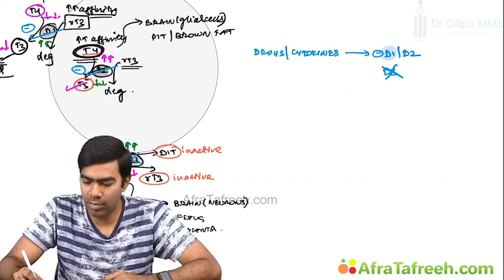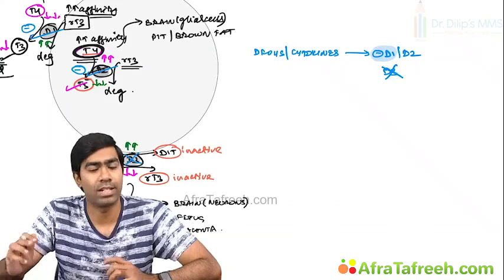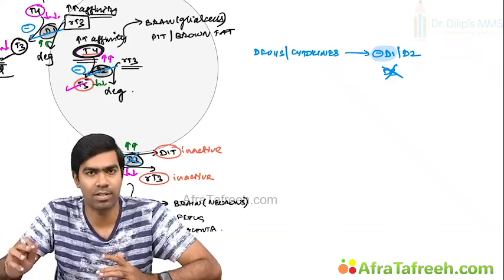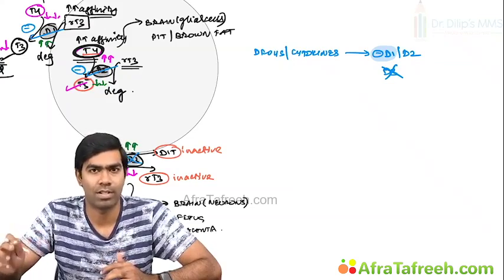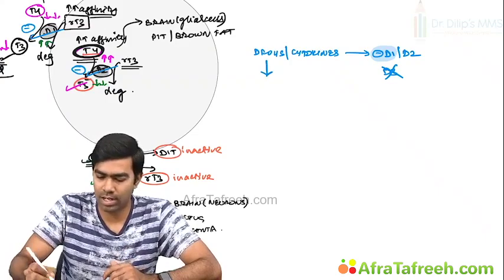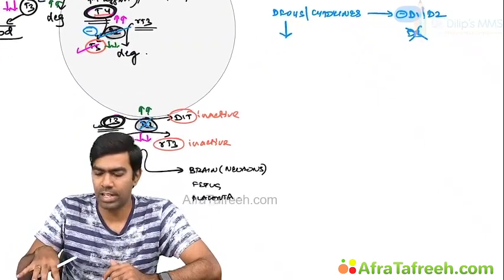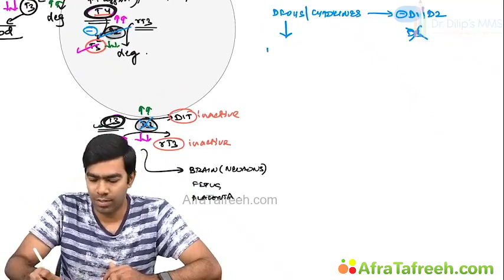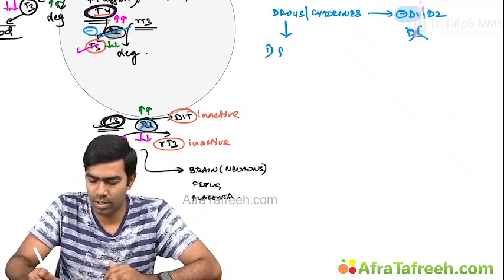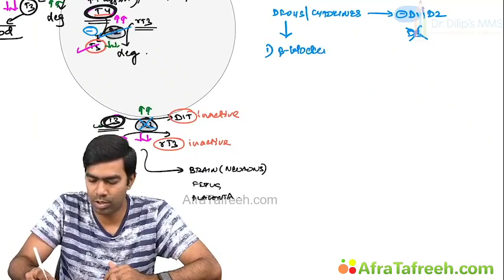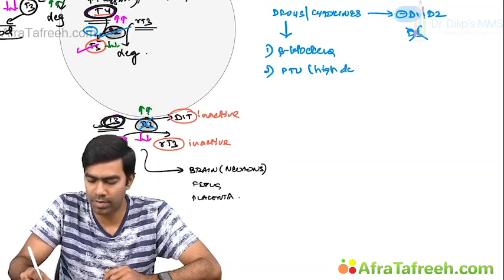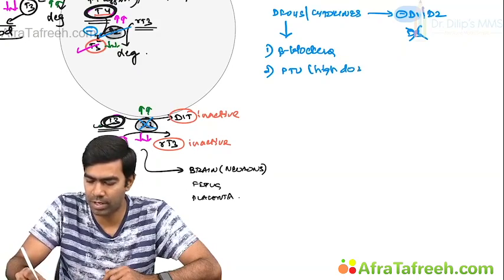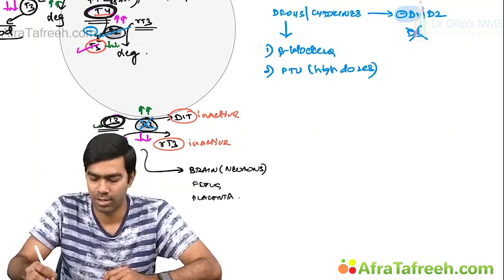Among the D1 and D2, the D1 is going to be maximally susceptible, the one present on the cell surface, that deiodinase is the one that's going to be maximally susceptible to the effects of drugs and cytokines. So what are the drugs that can inhibit this D1 deiodinase? First drug, I can write non-selective beta blockers like propranolol. Second drug, the only thionamide, that is PTU, in high doses can inhibit the peripheral conversion of T4 to T3 by inhibiting the peripheral D1 deiodinase.